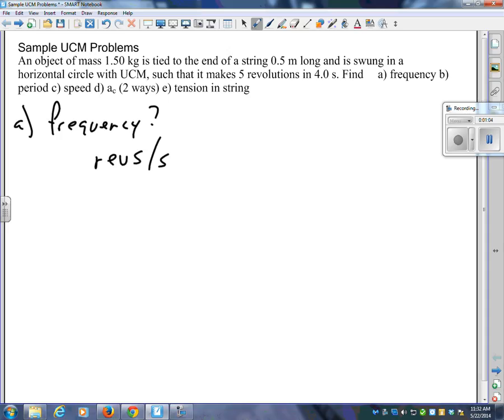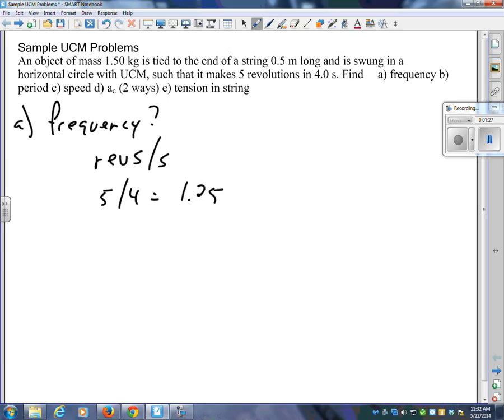When you have a sports car and you have the RPM gauge, that's revolutions per minute. So it's how fast your engine is spinning every minute, right? 5,000 RPMs. So if it makes 5 revolutions in 4 seconds, it's going to be 5 divided by 4. The frequency is going to be 1.25.